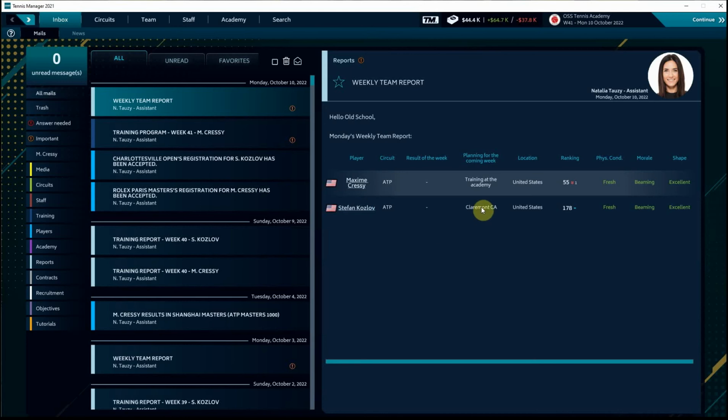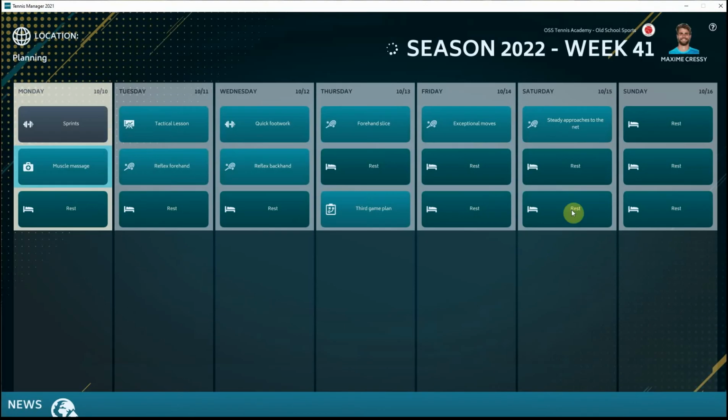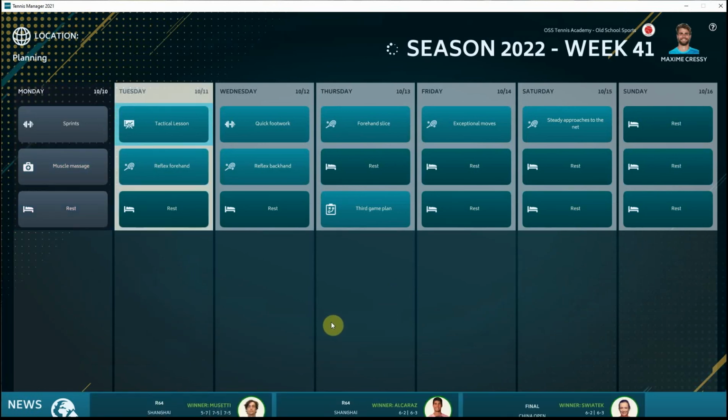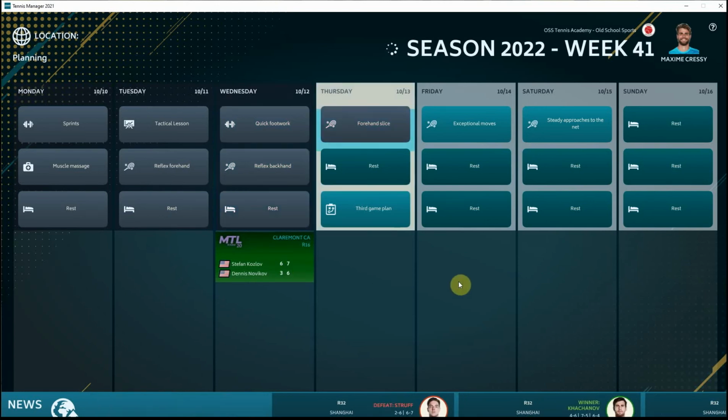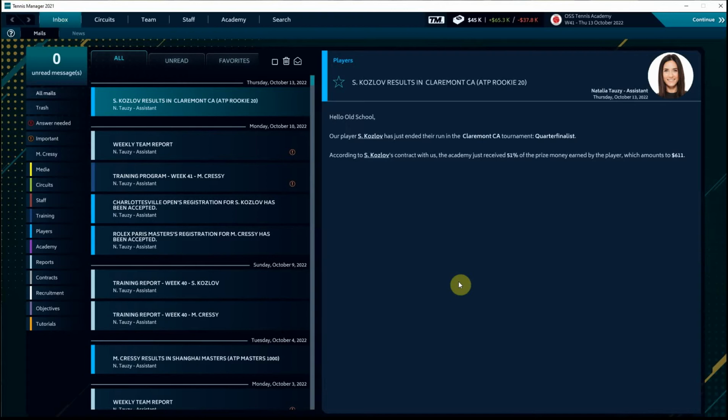Stefan was training last week. He's going to be in Claremont, California this week playing a lower level event. So odds are he will be pretty successful there. We'll follow how the training goes for Maxime, and how the tournament goes for Stefan here. You can see he won his first match in the 20 level event here on Wednesday. Ooh, he got bounced as a quarterfinalist, so not a great result for a 20-level event.